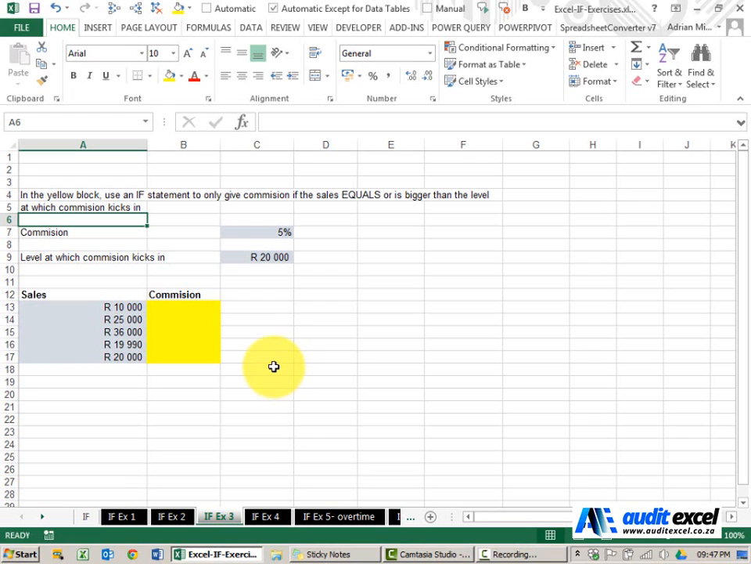In this example, we want to work out who gets a commission and who doesn't. So what we want is a formula that will look at the sales, compare it to the level at which commission kicks in, and if it's bigger than or equal to 20,000, it must say 5%. If it's not, it must say 0%.